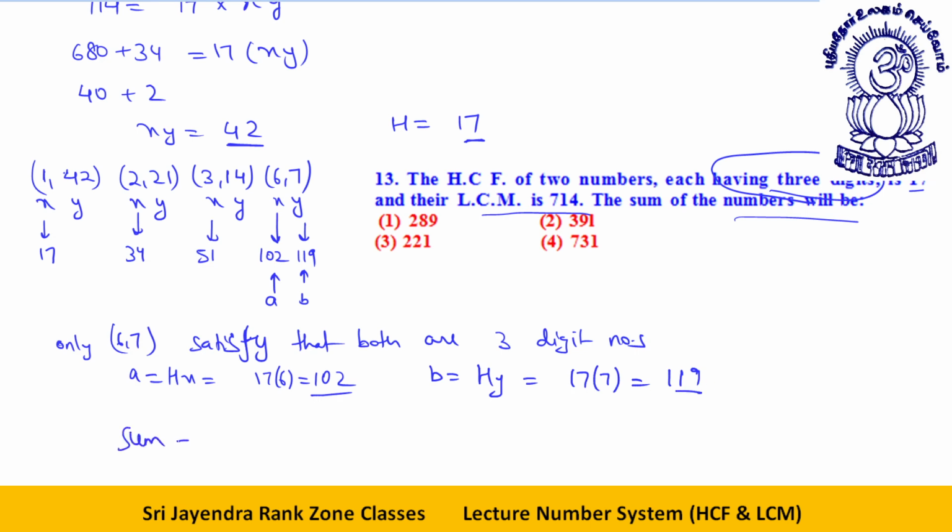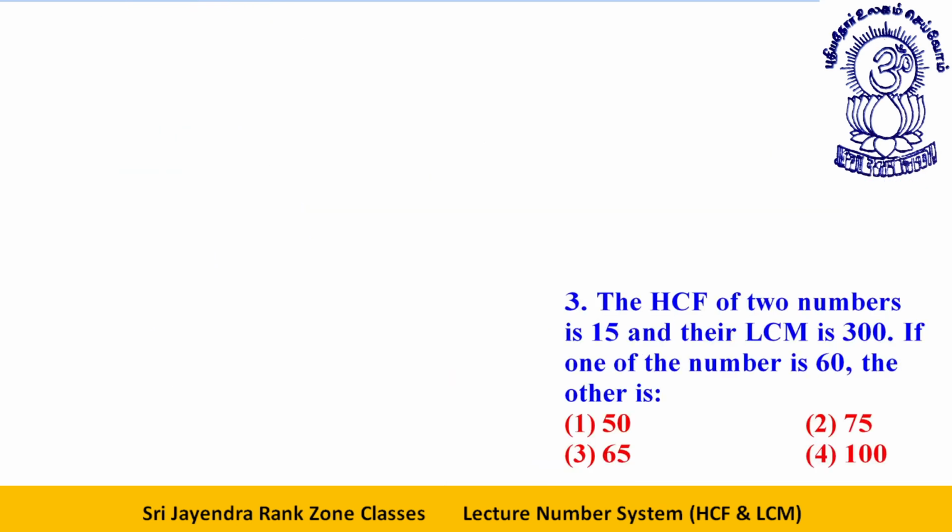The sum is A plus B, which is 221. I hope it must be clear to all of you, dear students. Okay, let's move to the next one.